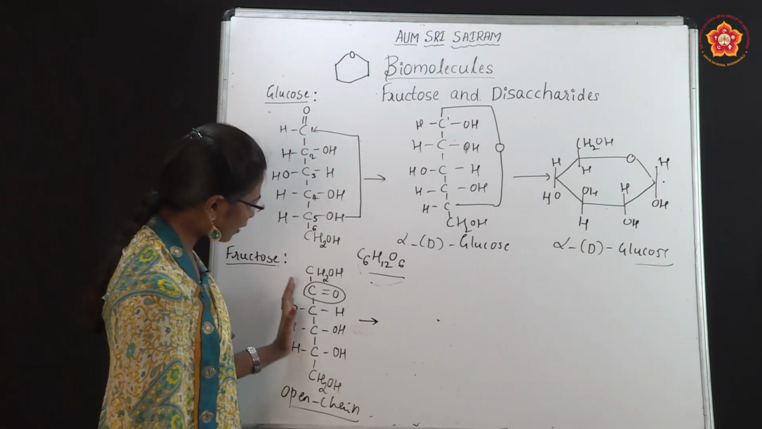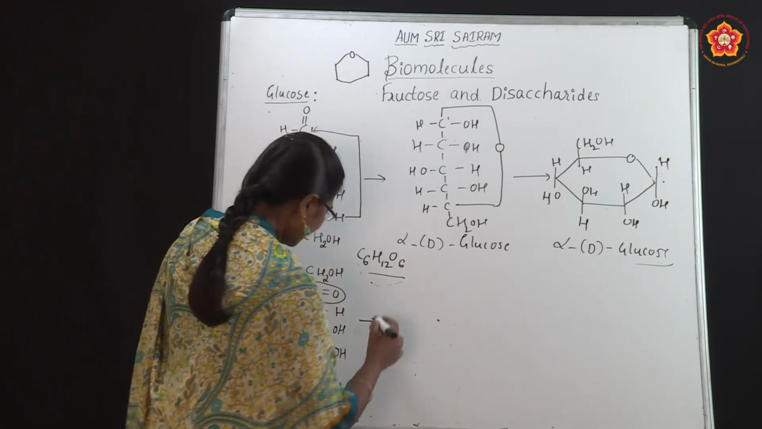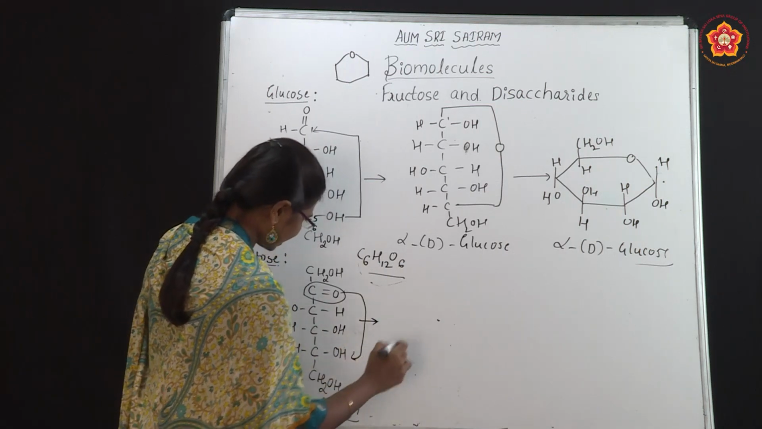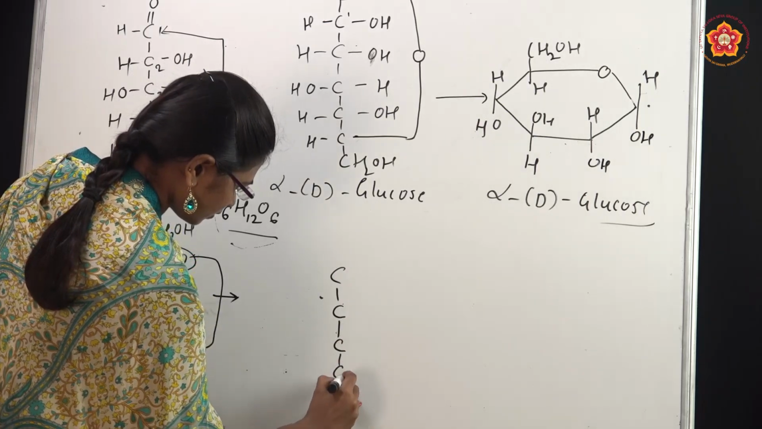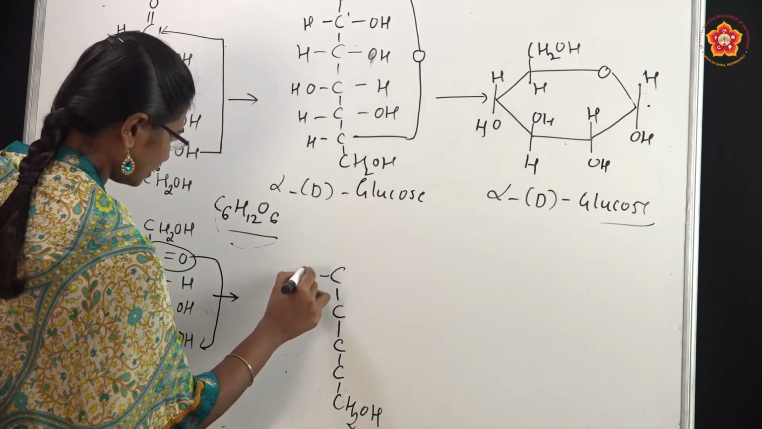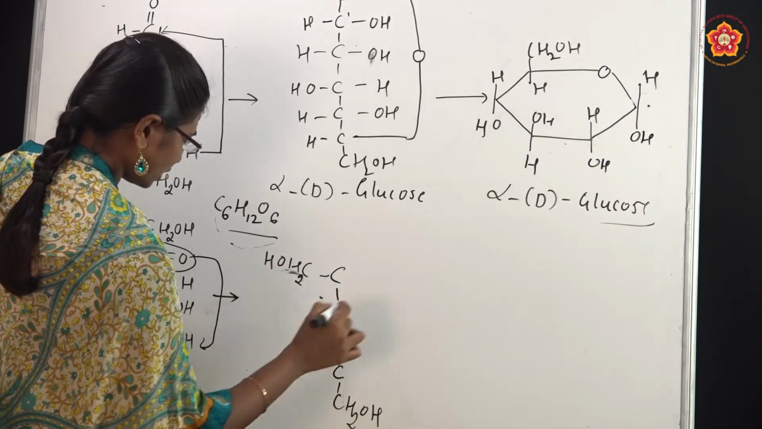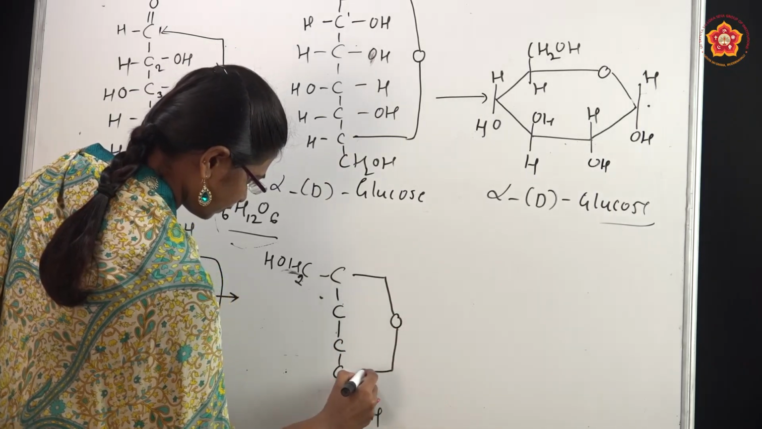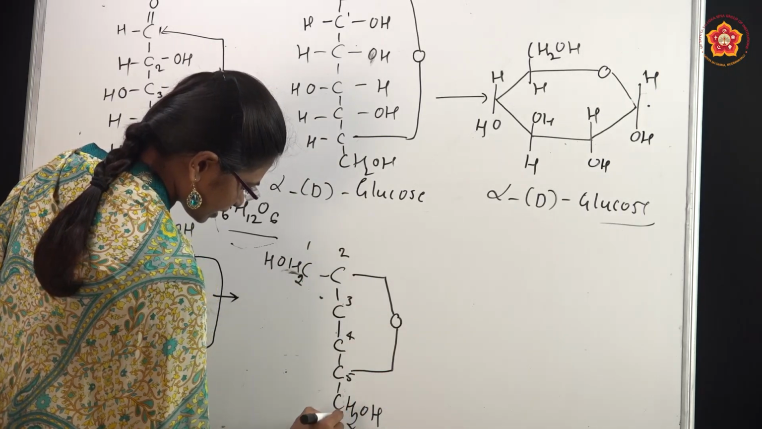So now you have to write even the cyclic structure of the fructose. So how we will write? See here, this one and this one, it will form the cyclic compound here. Just CH2OH, and here CH2OH, so this is carbon number 1, 2, 3, 4, this is 5, this is 6 carbon atom.